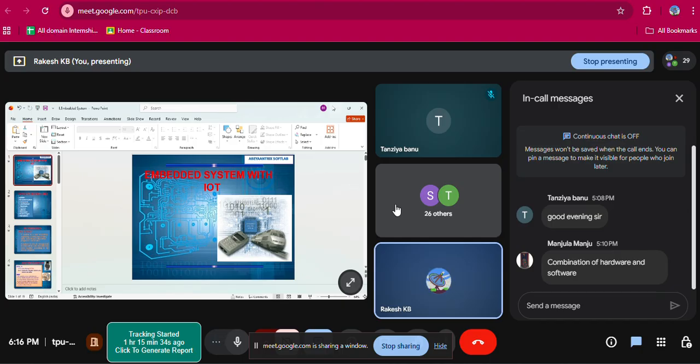Next, external components. In the microcontroller there will be very few external components, but in the processor there are many external components. Next, power consumption. Microcontroller is very low power, whereas the microprocessor has high power consumption. And when it comes to cost, microcontroller is low cost, processor is high cost.